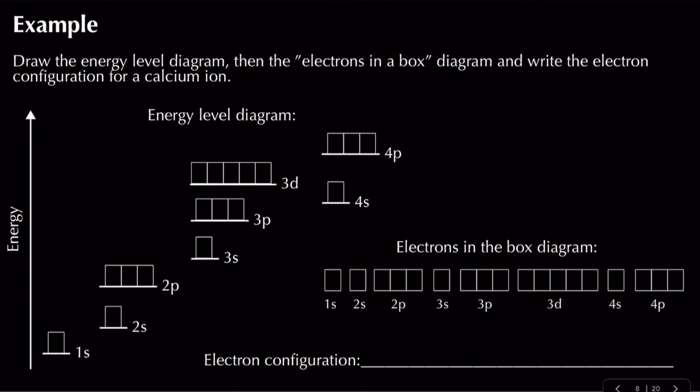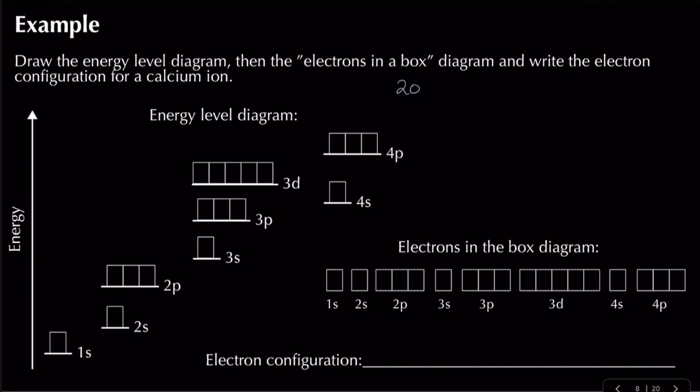So we're asked to draw the energy level diagram, then the electrons in a box diagram, and write an electron configuration for a calcium ion. Now, thinking about calcium, we need to think about the smaller number on our periodic table tile. How many electrons has calcium got? It's got 20 electrons in total.